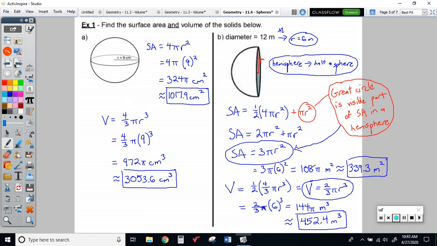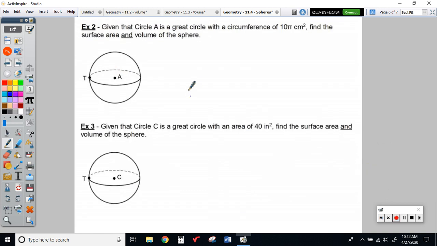And then for examples 2, 3, and 4, we're looking at the next page of our note. Next slide has example 2 and 3 on it, given that circle A is a great circle. So we can assume this is the biggest circle you could slice off, in a sense, of the sphere. It's containing a diameter of the sphere. So it has a circumference of 10 pi centimeters, and that should not say squared, so you can cross that out. It's a circumference, it's just a length, so that should just be 10 pi.